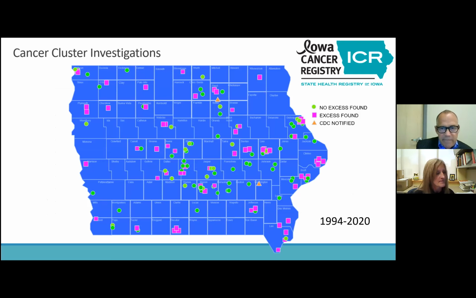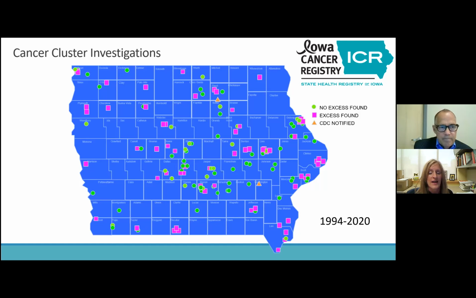And of those 140 some, how many were determined to truly be a cluster and how many were determined not to be a cluster? Right. Okay. So once we're done with our investigation, we have 3 colors there. We have the green circle representing no excess found. So if we didn't have males and females both elevated for a particular site, or none of the sex-specific sites elevated, it would get a green circle that no excess was found. And you can see that that's a lot of them there. The pink squares for the excess found would be if there's a sex-specific, like prostate or female breast or something that was elevated, or if a site, say colorectal, was elevated in both males and females, it would get that square that there was an excess found.